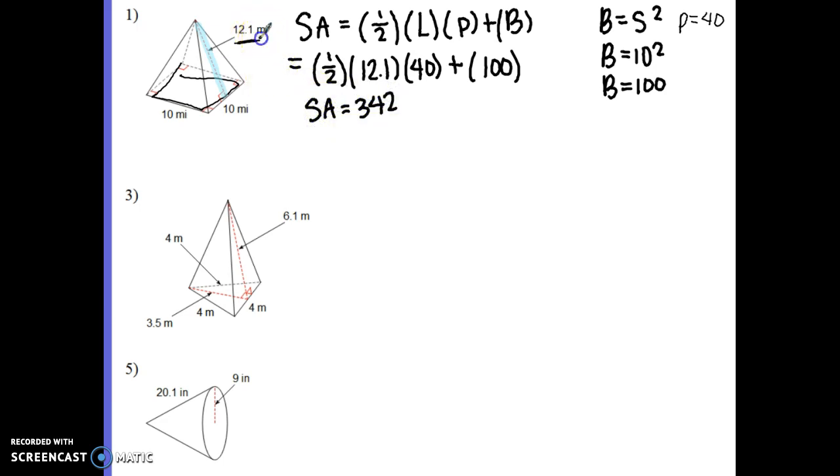I'll take my units and then I'll square them. Remember, surface area is square, volume is cubed. But for right now, we are doing surface area, so square it is.